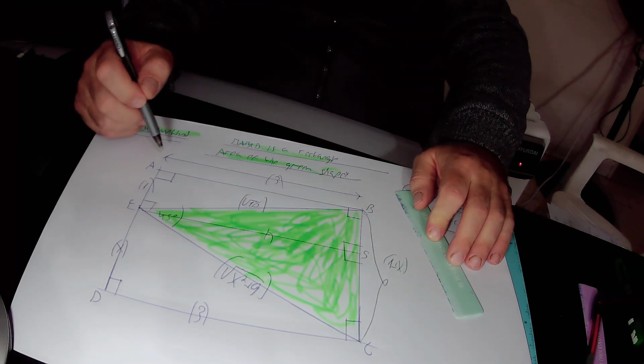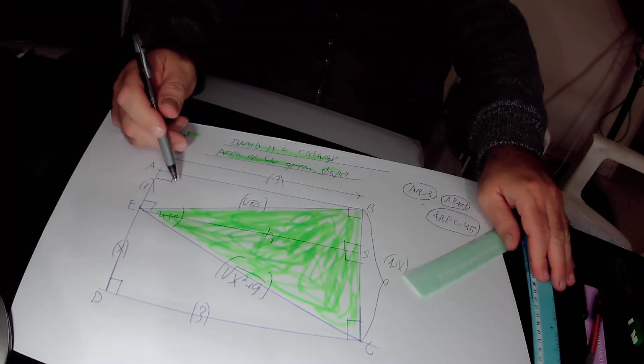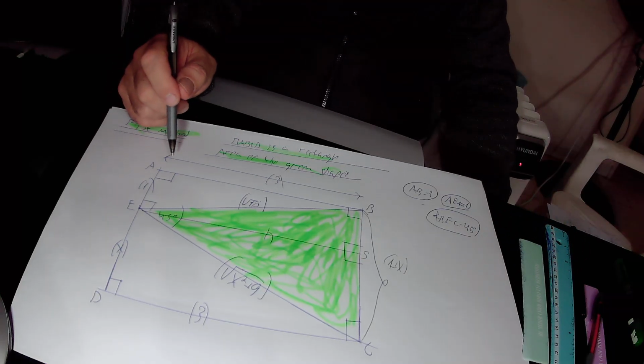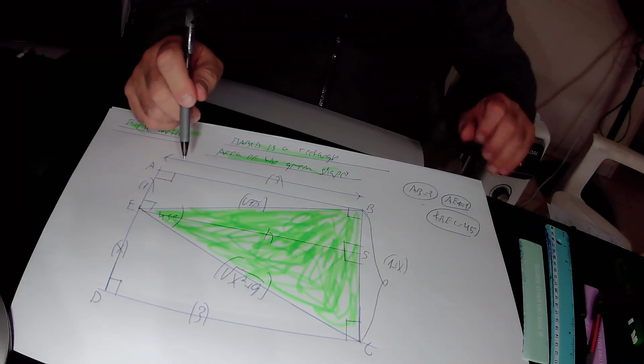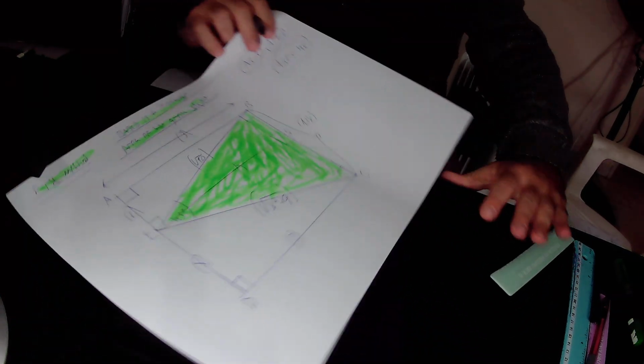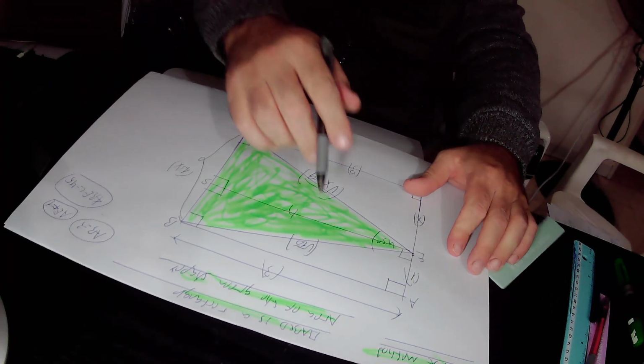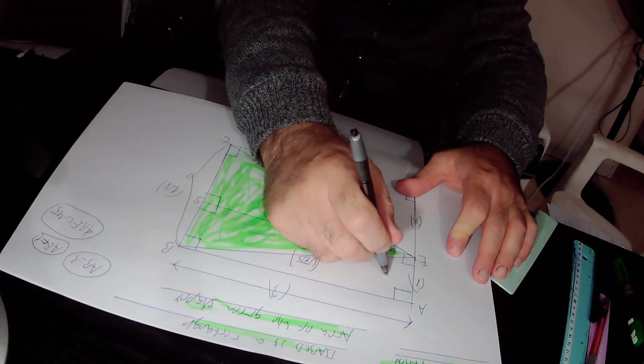So in quadrilateral ABSC we have 4 right angles, therefore we can relate to this quadrilateral ABSC as a rectangle, because it has 4 right angles.